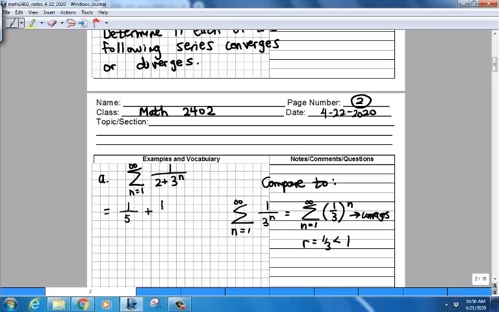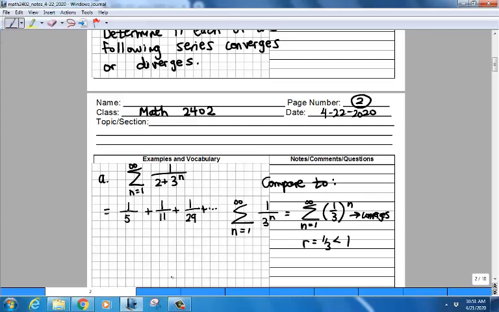And then the second term is 2 plus 3 squared, so that's going to be 11, right? 2 plus 9 is 11. And the third term is 2 plus 3 cubed. Well, 3 cubed is 27, so 27 plus 2 is 29, right? So the third term is 1/29. So here's what this series looks like: 1/5 plus 1/11 plus 1/29, etc. And we're trying to decide, does that series diverge or does that series converge?